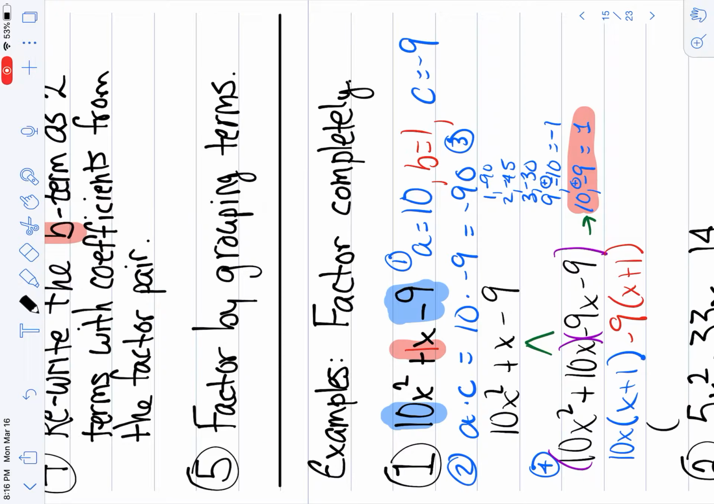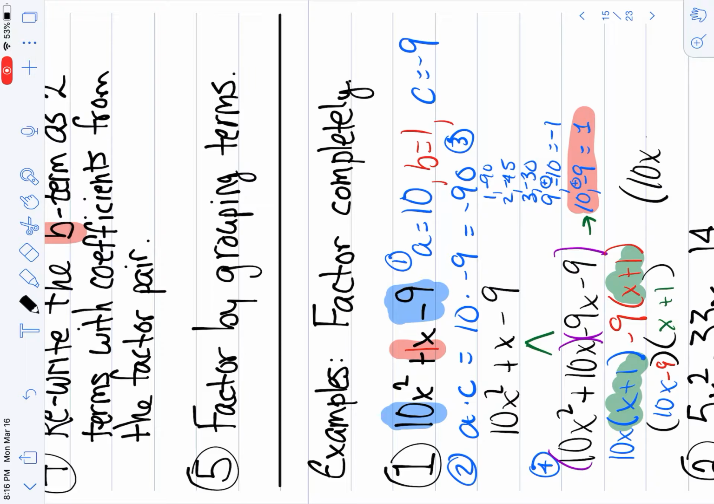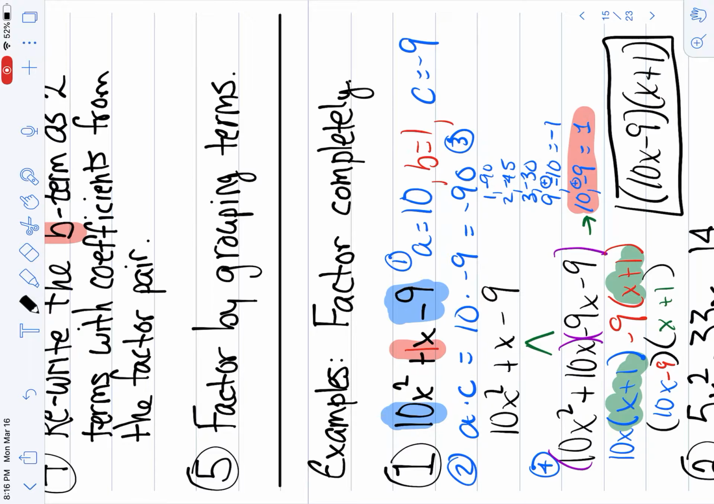And then, for the final factorization, I will have 10x, and then I will have minus 9, and our groups match, which is great. Then in the other group, I just stick in there x plus 1, and that is the final factorization. So the final factorization is 10x minus 9 times x plus 1. You multiply that back out, using the FOIL method, you will get the original expression.